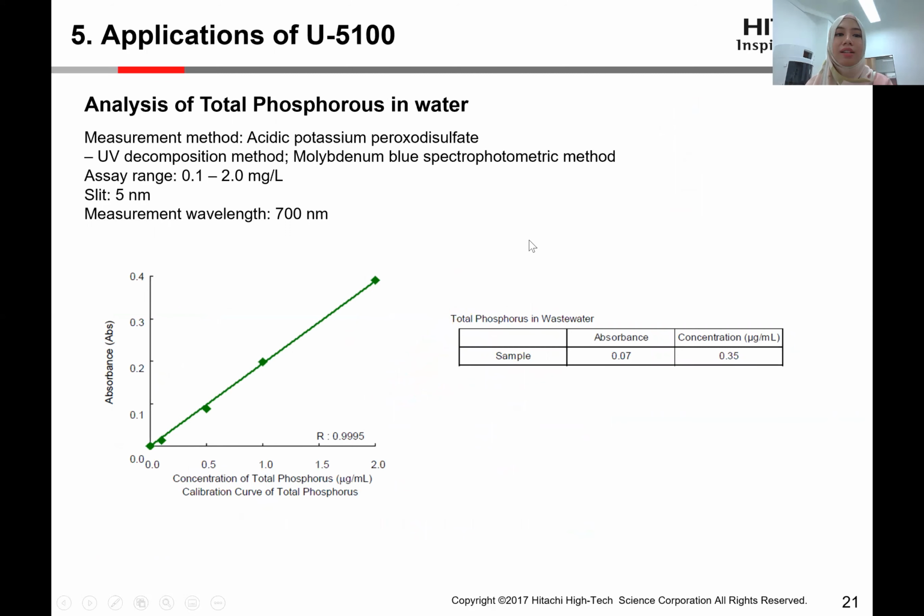For example, over here it is total phosphorus in water. You just key in the slit range, around here. The speed is 5 nanometer, wavelength 700 nanometer. First, of course, you need to do your calibration curve so that you know how much the concentration is against that. For the total phosphorus, the absorbance is now 0.07. Then you go against the calibration curve and you get the concentration result of 0.35 over here. So that's like from here to here, right?